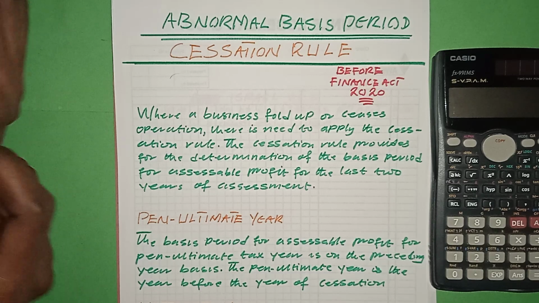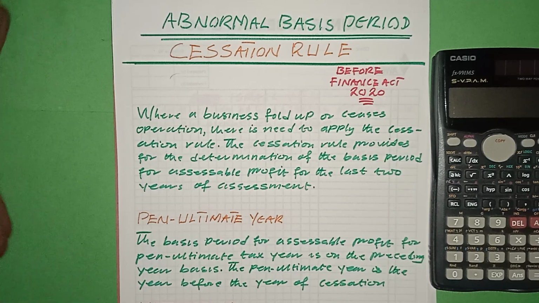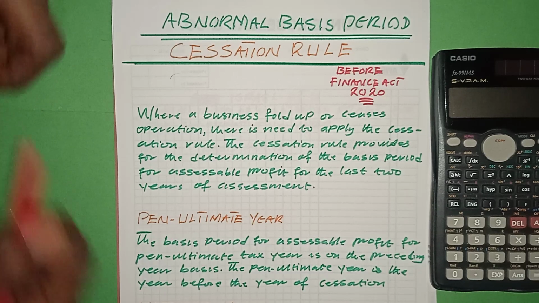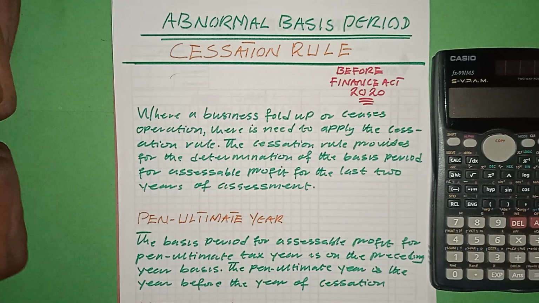Cessation is all about folding up a business. When a business is being folded up, you might decide to start a business on 1st of January, and you say, I don't want to be in this business anymore. And you fold up by February, by March, by June, by April, by whichever month you want to fold up in any year. You can fold up at any time.